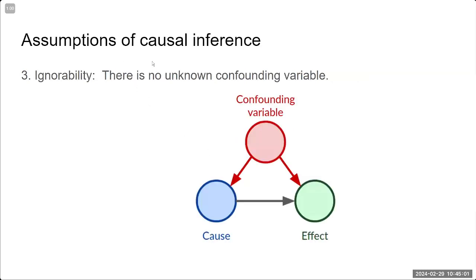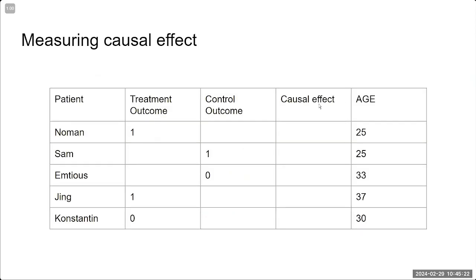Another assumption for causal inference is ignorability. That is, we will not consider any unknown confounding variable. So if we have any unknown confounding variable, this causal inference may not work properly. So we need to know all the confounding variables. So let's see how we can calculate causal inference for the previous case, that is giving a vaccination.